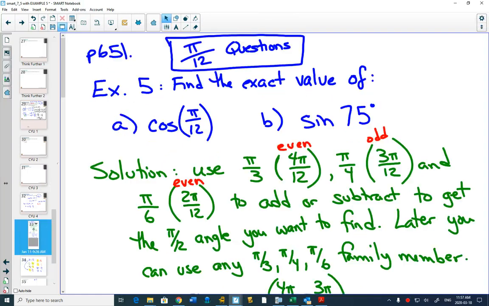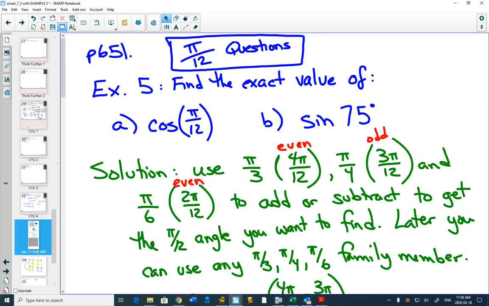Now, the reason it will always work gets back to the beginning here when I wrote that only pi over 4 is an odd number when it's over 12. Other ones are 4 pi over 12 and 2 pi over 12, but only pi over 4 is an odd number, 3 pi over 12. And if you're adding or subtracting to get an odd number, you need at least one of them to be odd. So you have to use a pi over 4 family. You can't have 2 pi over 4s because odd plus odd is even. You can't have 2 even ones because you'll never get an odd number.